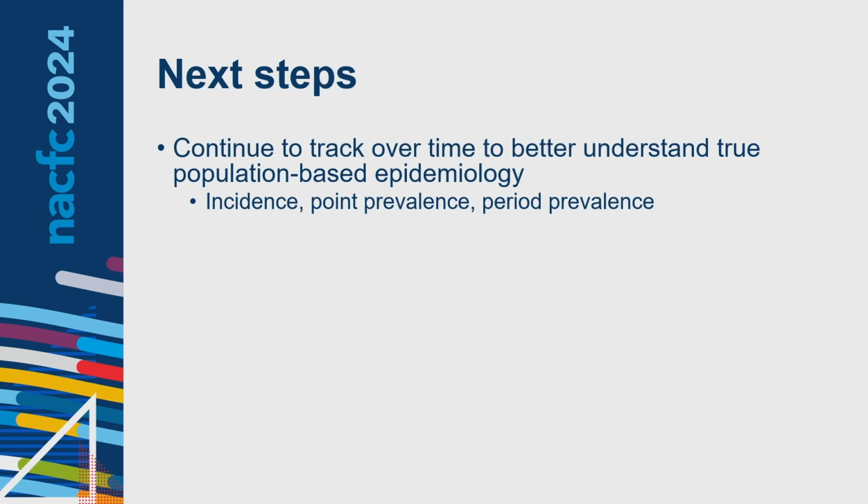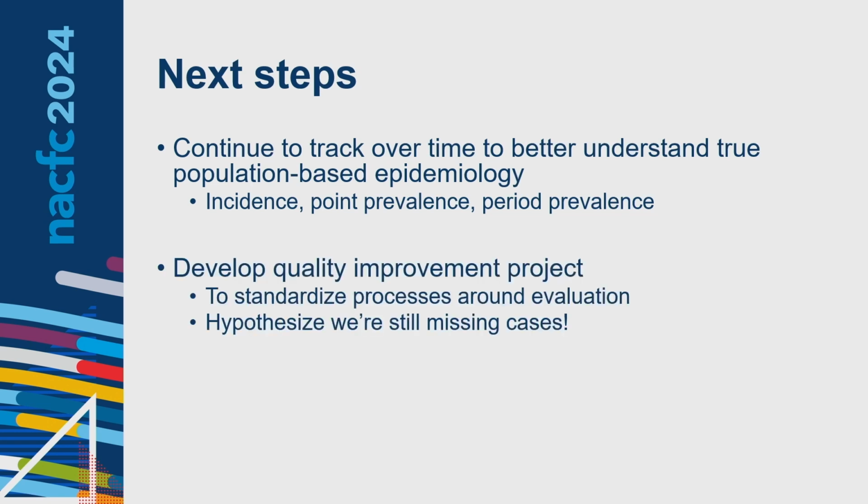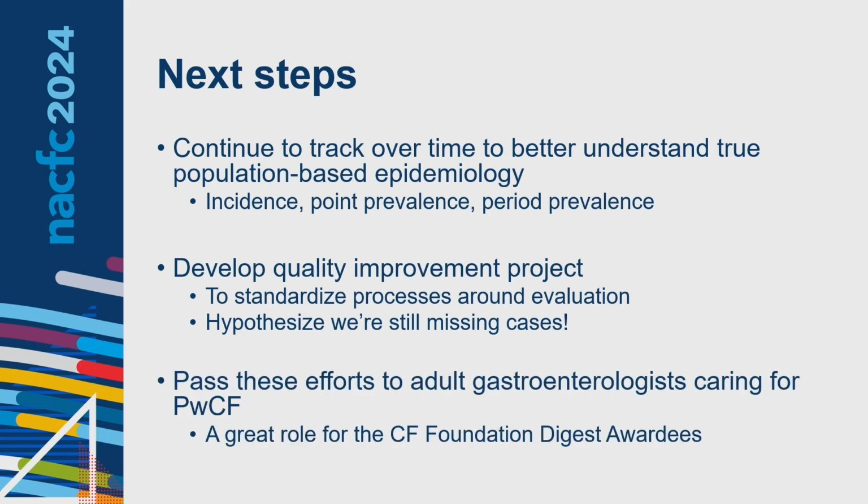I'm excited to track this over time, to really be an epidemiology nerd with all of you and appropriately report incidence and prevalence. I think this is a great potential for a quality improvement project to standardize our practices around kids with GI symptoms and when to scope our patients with CF. We should probably scope more than we do. I think we're probably missing mucosal disease that could be treated. And then we can pass these on to adult gastroenterologists, which I'm about to do right now, to talk about adult gastroenterology.